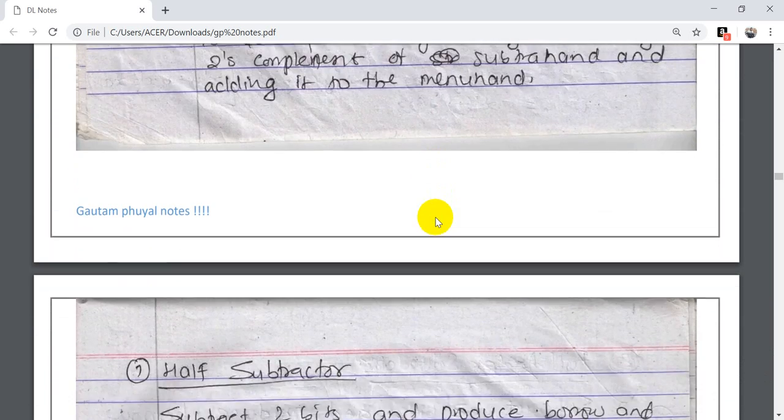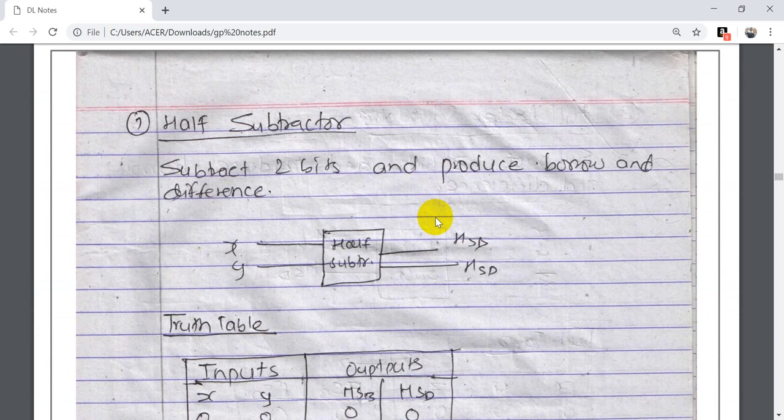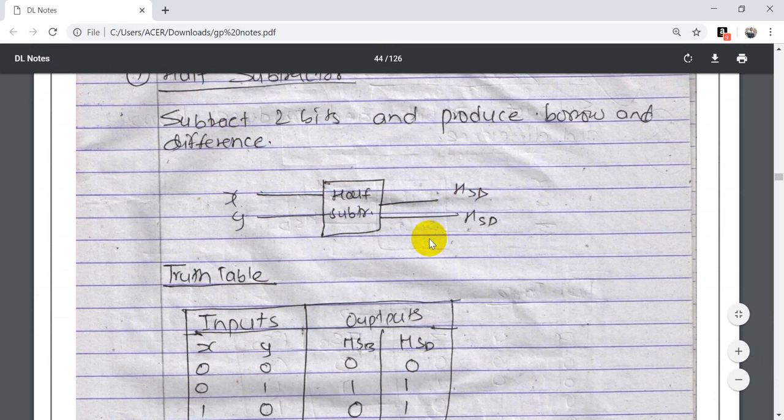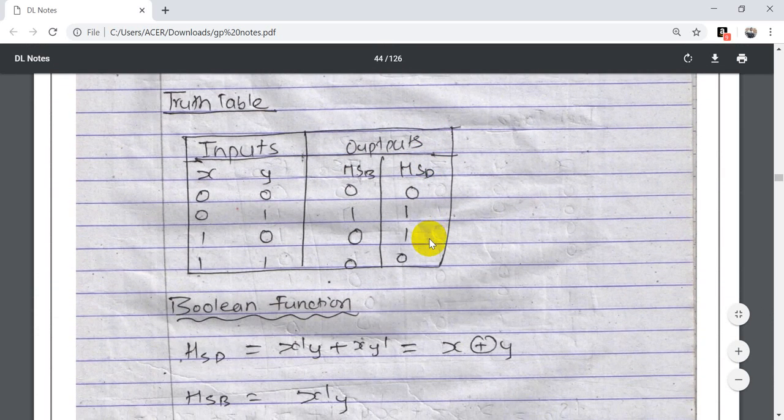Okay, first of all, we are going to discuss the half subtractor. Half subtractors are combinational circuits which take binary inputs and provide the difference and borrow. Okay, let us describe the truth table here.